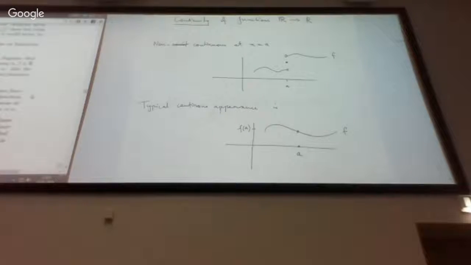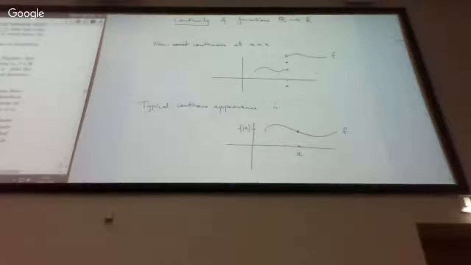So the one we're going to focus on this afternoon is theorem 4.3 here, which says that continuity, this is continuity of sums, products, and quotients. So this is like an algebra of, it's showing how the concept of continuity fits with the algebra of functions.